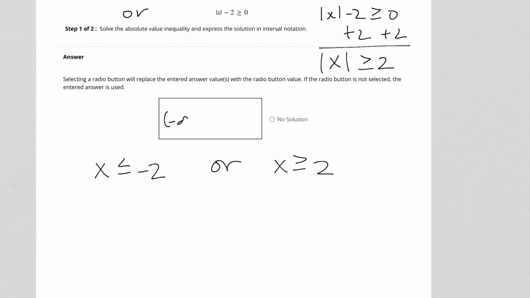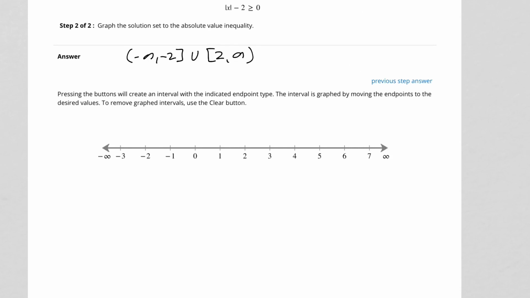That means I'm going to go from negative infinity to negative 2, and I'm going to put a bracket there. And I'm going to union that with a bracket at 2 going to infinity. We're going to graph that solution set. I copied over my solution, which was from negative infinity to negative 2, including negative 2, which means I'm going to have a bracket that opens to the left, and I'm going to shade left at negative 2. Then I'm going to have a bracket at 2 that opens to the right, and I'm going to shade to the right.